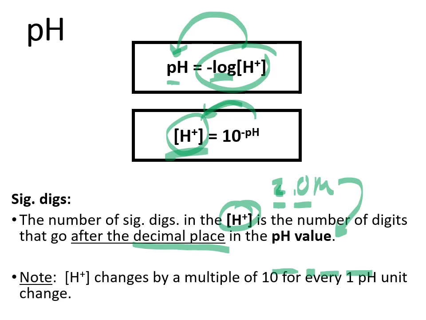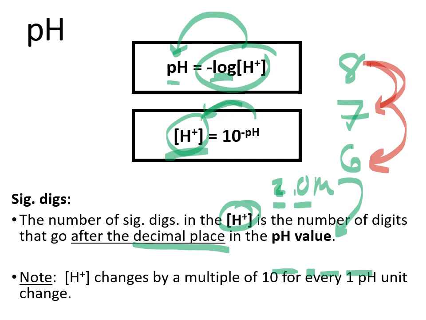Because it's a logarithmic scale, just realize logarithmic scales are talking about powers of 10, and so if you look at a pH of 7 versus a pH of 8 versus a pH of 6, when you jump between these pH values, 7 is 10 times more acidic than a pH of 8, and 6 is 100 times more acidic than a pH of 8.